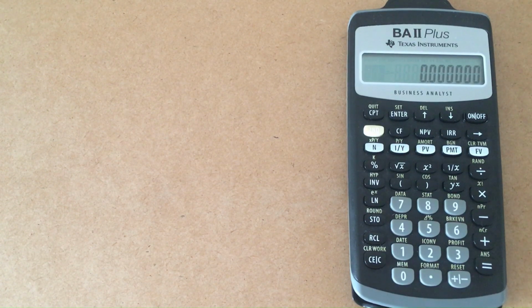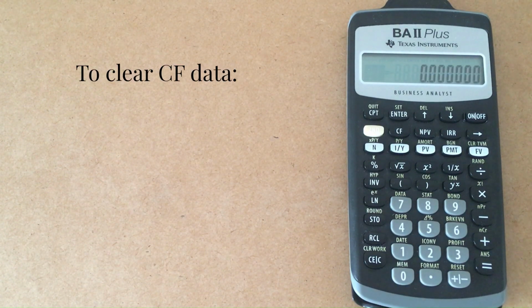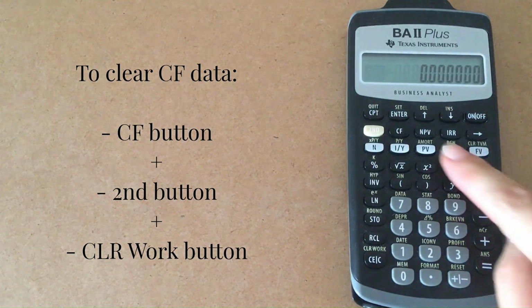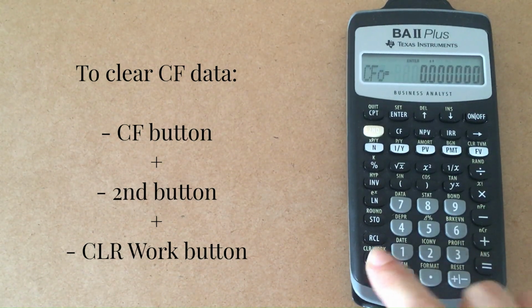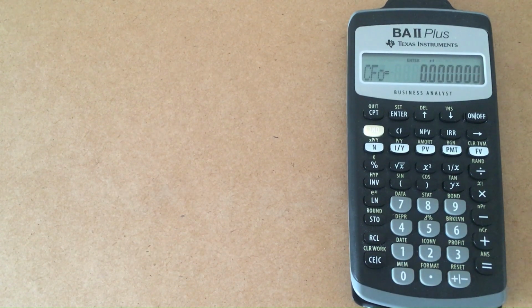Now, before entering the cash flows, we need to clear the previous cash flow data. To do so, we first press the CF cash flow button, then press the clear work button at the bottom of the calculator. Now let us enter the 3 cash flows of our project.